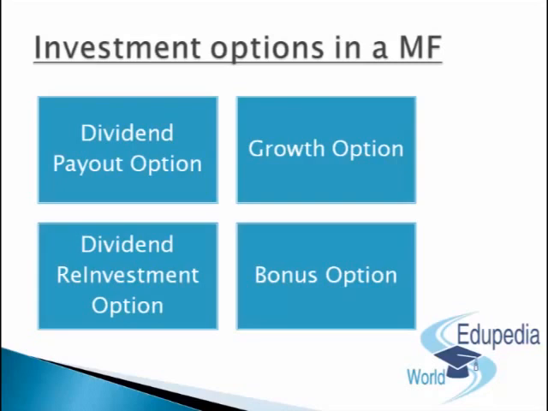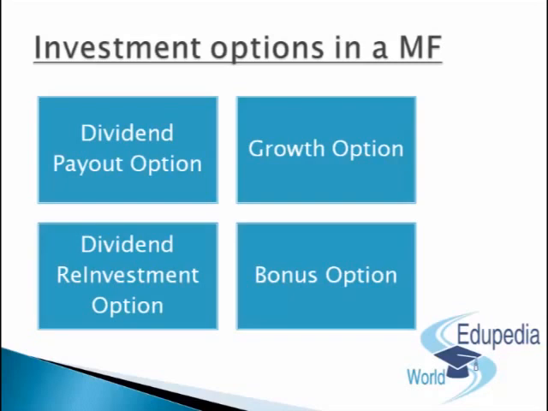So this particular option is best for elderly people who are already retired from their businesses or services, and want to have a regular income to take care of themselves. In such a case, the dividend payout option is best for people who are aged more than 60 years. So now let's move to the growth option.